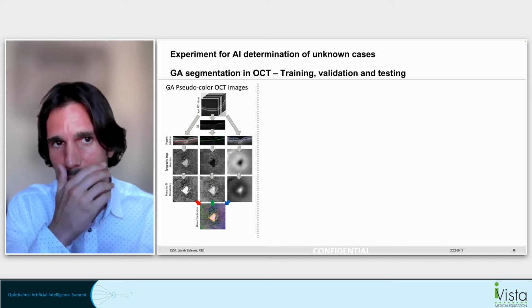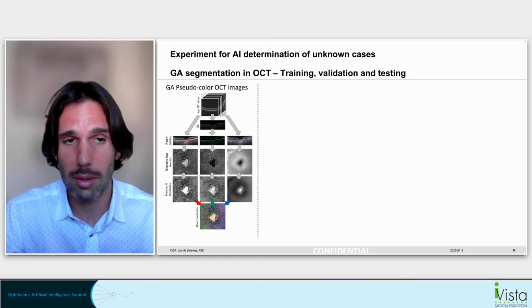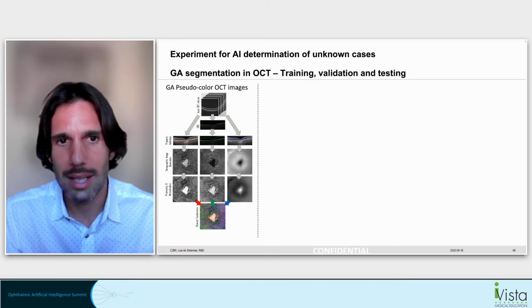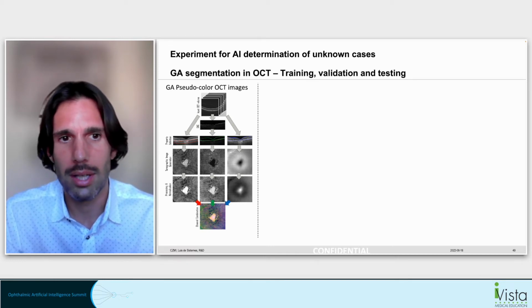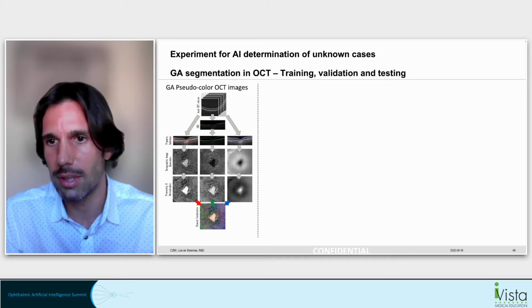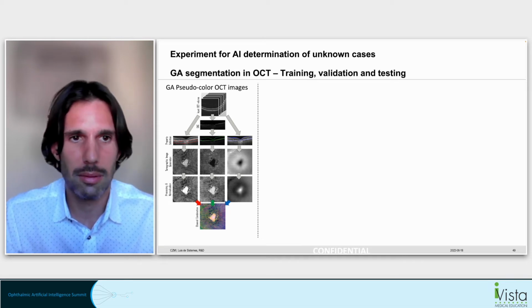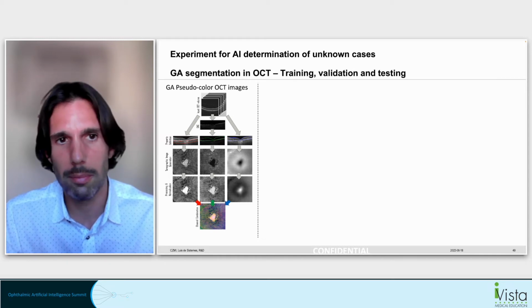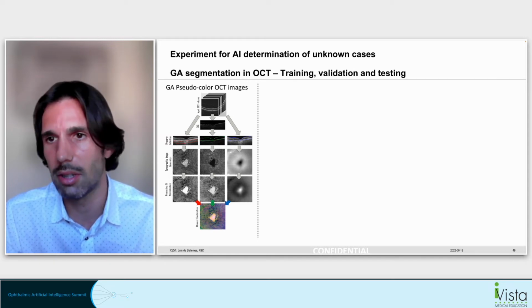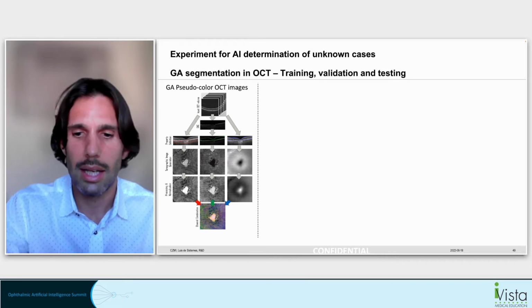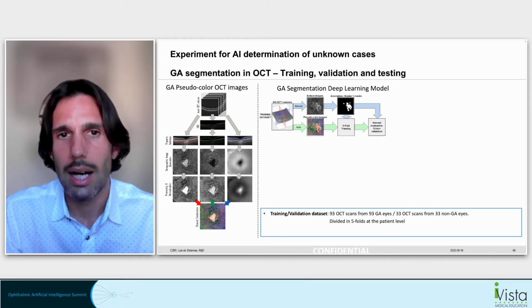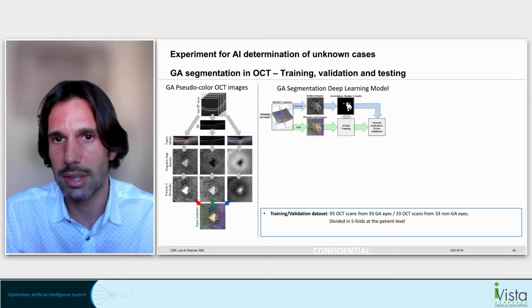I just wanted to give you an example of an experiment that we tried. We tried to apply an idea like this to segmentation of geographic atrophy in OCT. First of all, we generate these pseudo-color images, which are based on different properties and characteristics of geographic atrophy in OCT. And we train a model that uses these pseudo-color images and manual annotations.